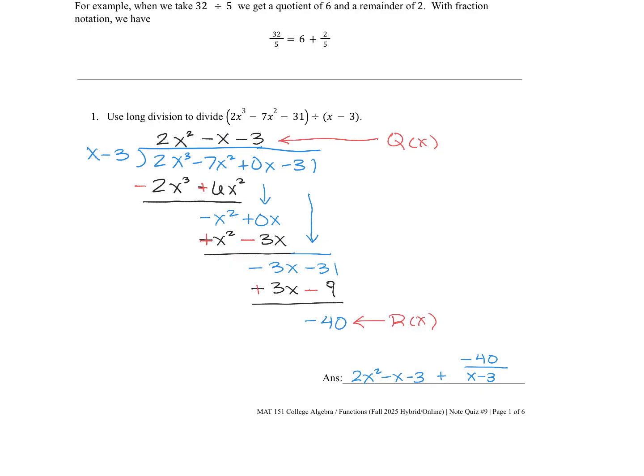It should be noted here that if you were to add together this quotient and that remainder over x minus 3, it would take you back to the original division problem, which is 2x cubed minus 7x squared minus 31 divided by x minus 3. So again, we would simplify down to this if we added together those two things. All right, so now let's move on to some more calculations, and we'll talk about a different kind of division.